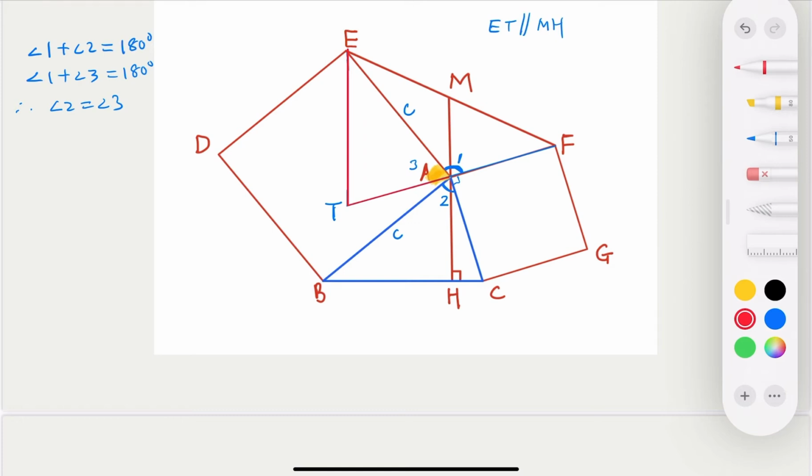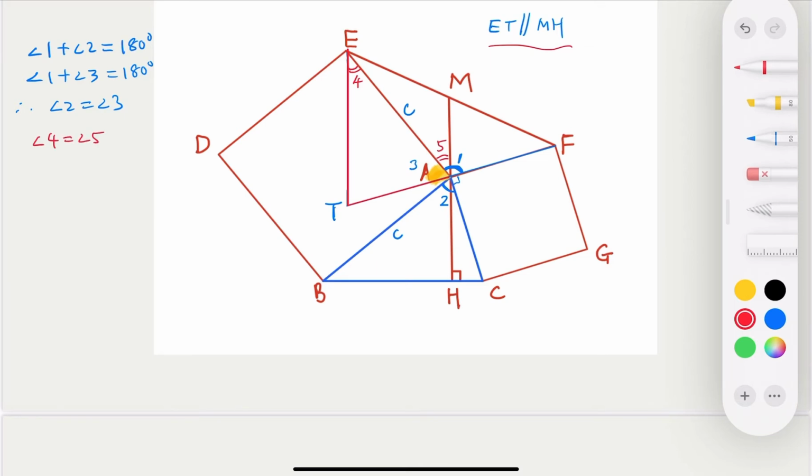Okay, so here, for example, this angle, let's call it 4. That's 4, but 4 because this is parallel, ETN parallel, so it must equal to, I call this 5. This is equal to 5. So 4 equals 5.